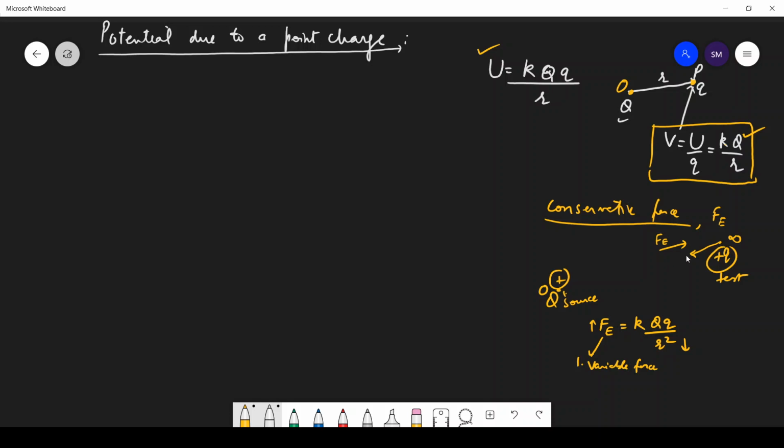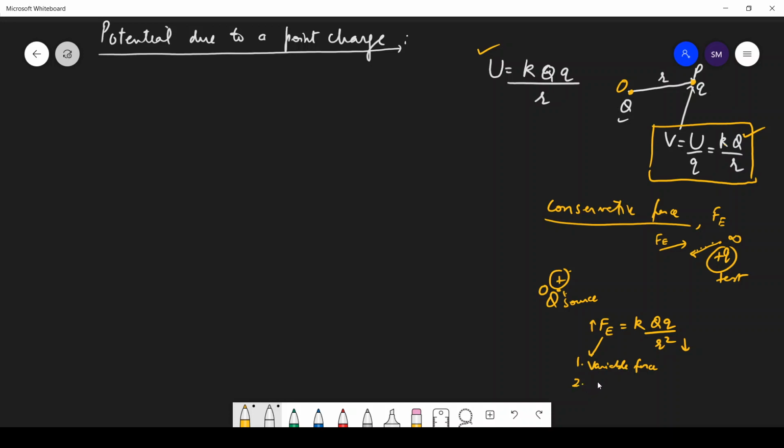When I am bringing this charge from infinity, there is no force on it when it is at infinity. No repulsion, because the distance is so much. Now I am reducing this distance. So at every point, this electric force is increasing as it comes near this positive Q, the source charge placed at origin. And we know the formula: Coulomb's force between them is given by this formula. So as R is reduced, this Fe will increase. So this conservative force is a variable force, first thing.